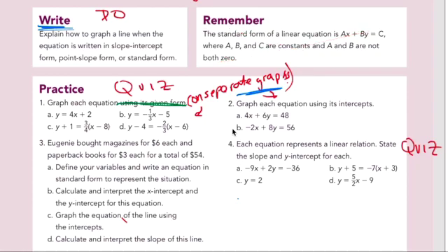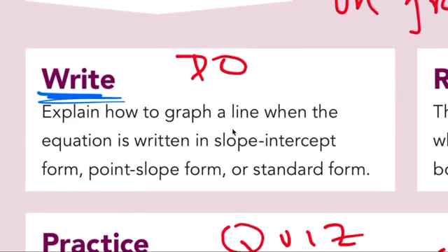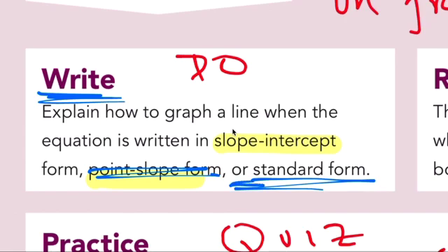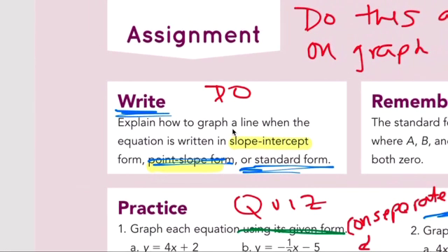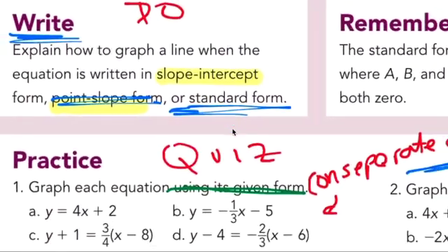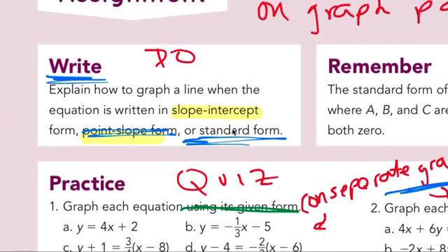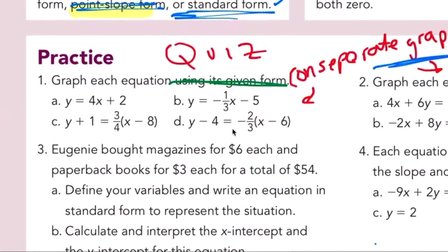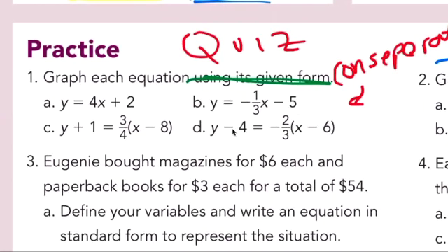I don't know why I crossed this out, but you need to explain how to graph a line when an equation is in slope-intercept form. Point slope form, I don't think we did this one, but at least explain slope-intercept form or standard form, how to graph those. You can explain those in words. Point slope form is not as important as slope-intercept and standard form. So your quiz, you're going to have to be able to graph, okay?